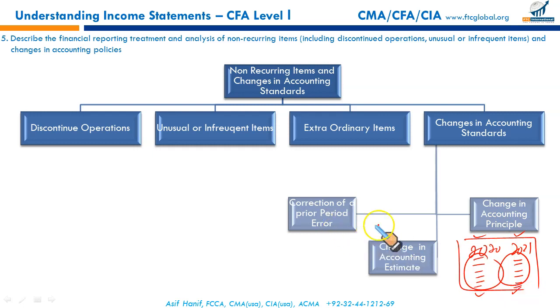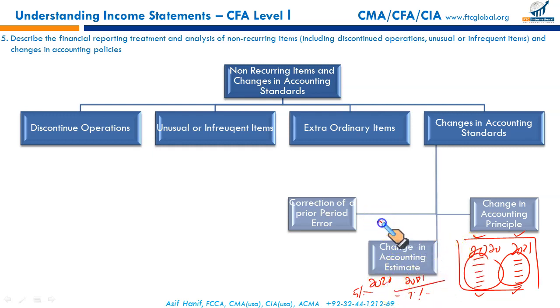Then we have changes in accounting estimates. These are applied prospectively. Let's say you had a 5% allowance for provisions for doubtful debts, but in 2021 you took it up to 7%. These are accounting estimates. Change in management judgments. It is applied prospectively.